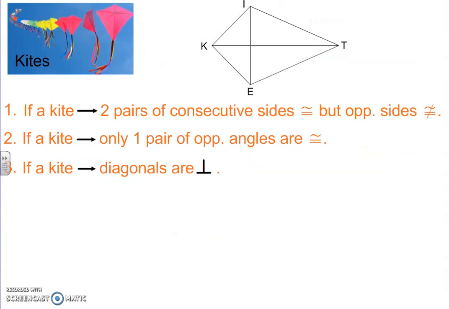The last shape that we have is a kite. The kite works because there are no parallel sides, so that's the first piece of evidence that you have. If you have a kite, then 2 pairs of consecutive sides are congruent, but opposite sides are not. So here I have a consecutive side, and it's congruent, but the opposite sides are not. Those 2 consecutive sides are congruent. If a kite, only one pair of opposite angles are congruent. So here and here, you have a measure, but then they all add to 360. And if it is a kite, then the diagonals are perpendicular, they form 90 degrees.